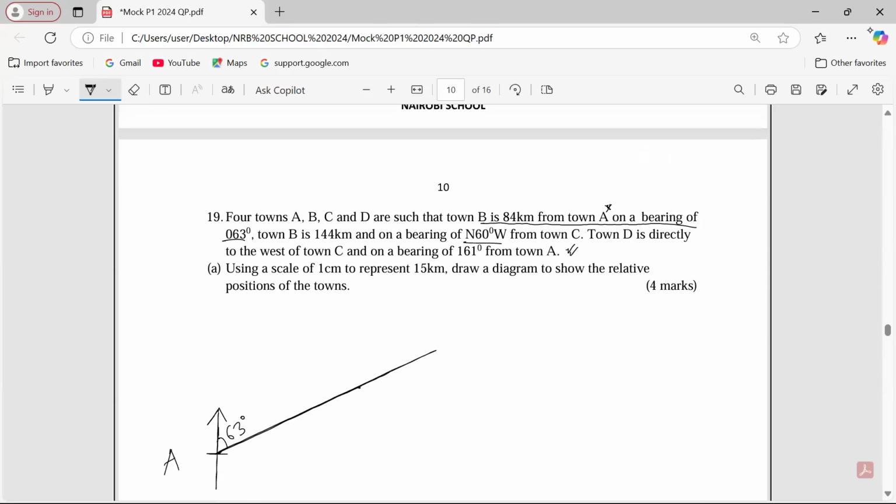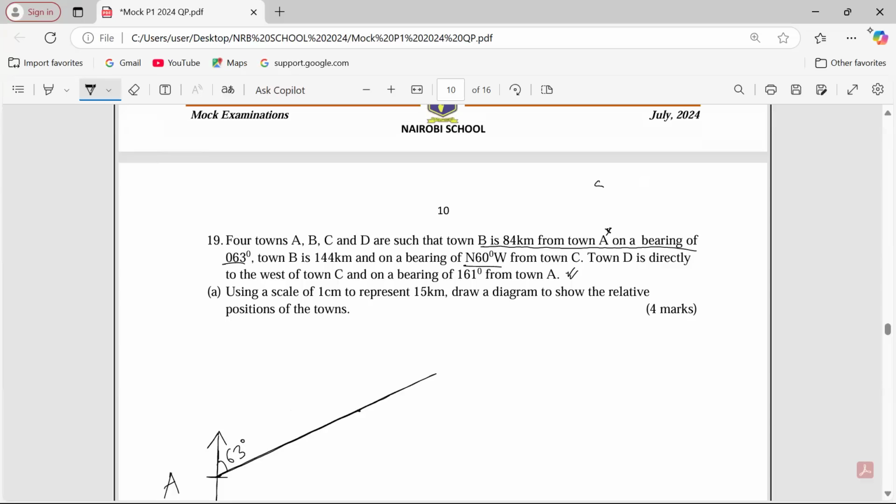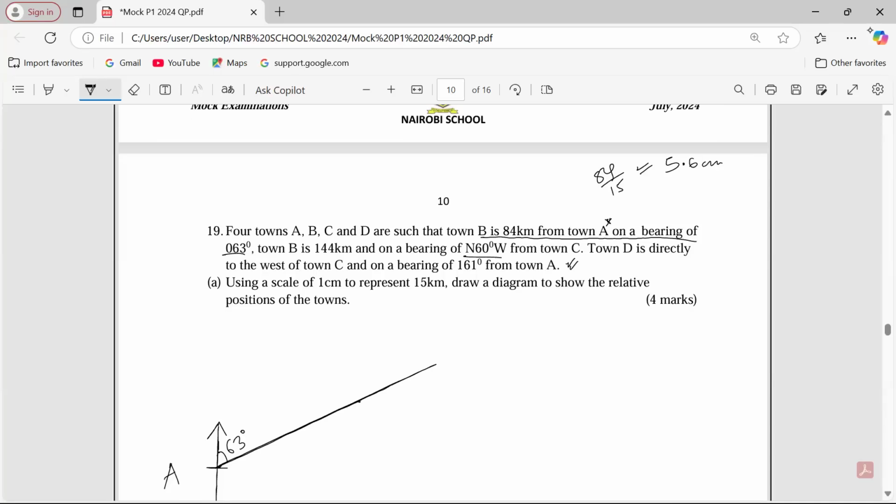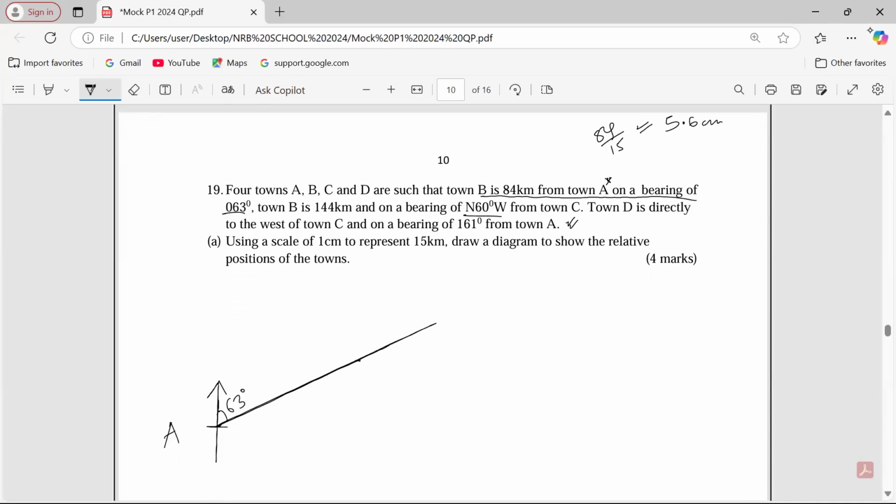1 centimeter is supposed to represent 15 kilometers. So we take 84 and divide it by 15. 84 over 15 is 5.6. So 5.6 centimeters will represent that distance.